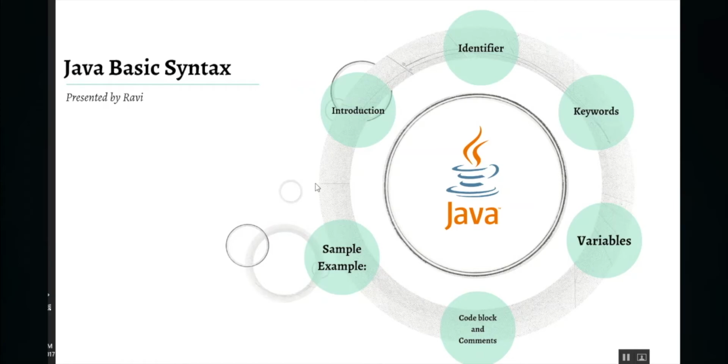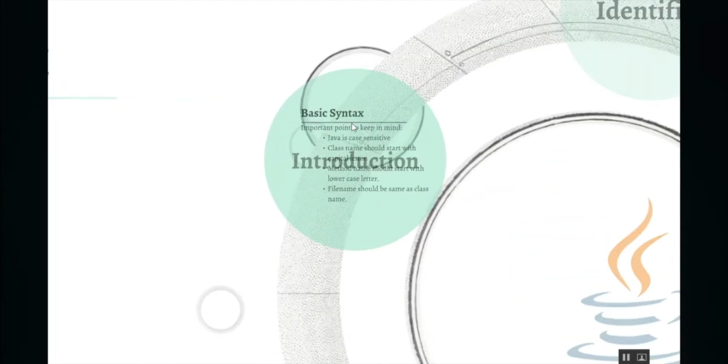So in today's session, we are going to learn about basic syntax, what is an identifier, and what is a keyword. In the next session, we will continue this basic syntax and cover syntax for variables, what are code blocks, how we can write comments, and a simple basic example for the same. Okay, let's start with the introduction.